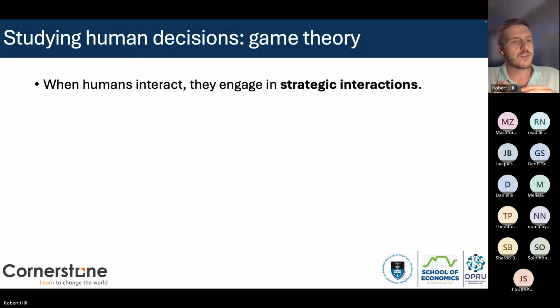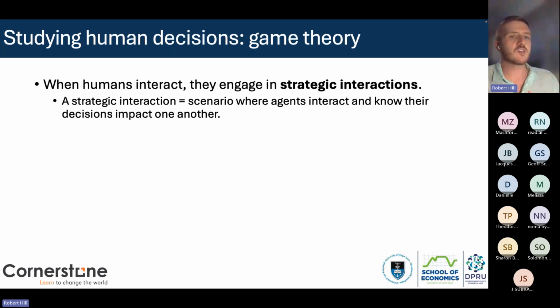So this is where game theory comes in: understanding how people interact with one another, right? Game theory is the study of people interacting with one another, and those interactions, whether they be social dilemmas or normal interactions, whatever they might be, are what we would call a strategic interaction. A strategic interaction is just a scenario where there are two or more agents, and they interact, and they know that whatever decision they make is going to have an impact on other people. Now, you might have started to touch on this if you've done some of your basic economics.